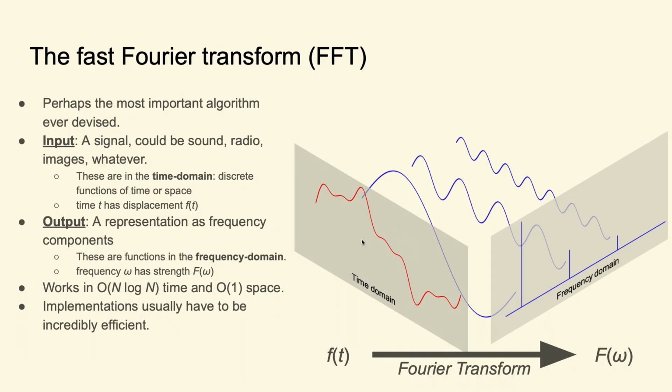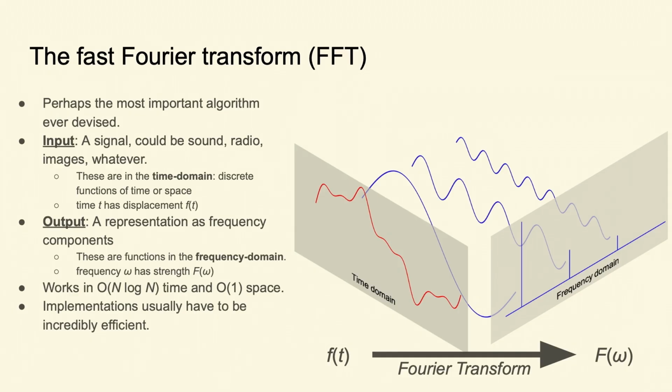So the input is something called a time domain signal. Like I said, it could be an image, it could be radio, it could be whatever. And the output is something we say is in the frequency domain. A function whose input is frequency and output is the amount of that that you need to put in to reconstruct the original signal. There's the inverse Fourier transform. You can go in both directions. It's a unitary operation. This is the algorithm for computing Fourier transforms fast.